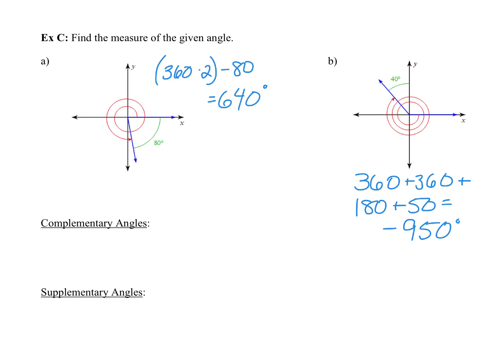Any questions on that one? Yeah, what's up? Oh, that's fine. Did you still get the negative 950? Okay, so if we went around 3 times, it would take me all the way back here, and then I'd have to subtract 90 and subtract 40. Right, so 360 times 3 minus 90 minus the 40, and I would get negative 950.